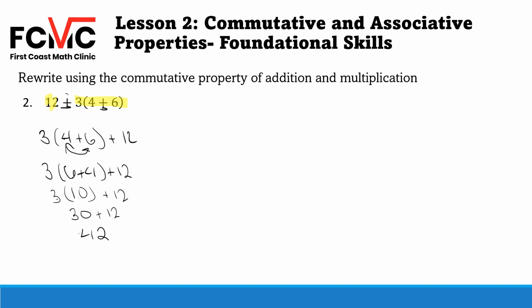And our commutative property of addition, or multiplication, excuse me. So let's rewrite the original. So we've got 12 plus 3 times 4 plus 6. And where are we multiplying? Well, we're multiplying 3 times 4 plus 6. And our commutative property of multiplication says we can multiply in any order. So we can basically just switch.